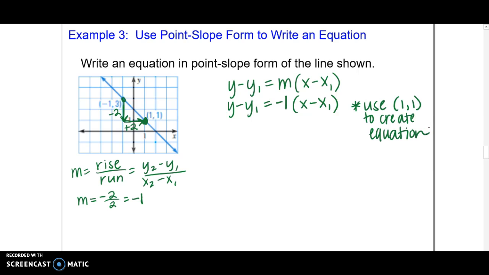Now, like I said, this is going to have varying answers because you could have used -1, 3, or 0, 2, or any of the points on the line. So this is my x and my y. So y minus my y sub 1, which is 1, equals -1 times x minus my x sub 1, which is 1. Notice how even though I had 2 points, I didn't put points in for this y and x. Those stay y and x always. The y sub 1 and the x sub 1 are the only things that change. There's the equation.